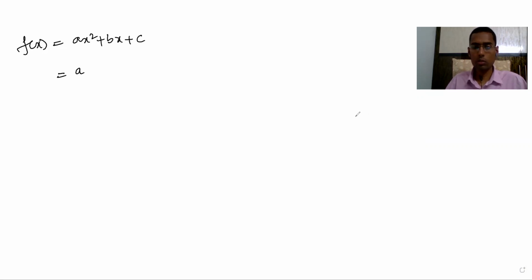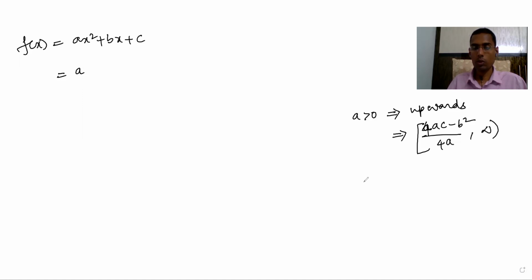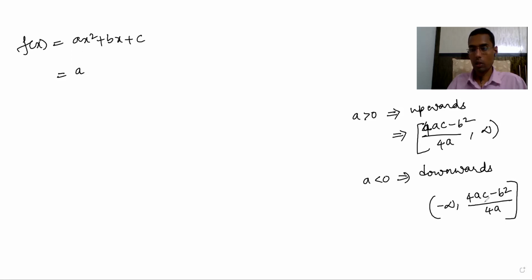Yeah, I'll write the formula. When a is greater than 0, its graph is upwards. When the graph is upwards, you will have a minimum value. What is that minimum? It is 4ac minus b square by 4a to infinity. When a is less than 0, the graph is downwards. When the graph is downwards, you know it will have a maximum, that is minus infinity to 4ac minus b square by 4a. This value will be the same for both.